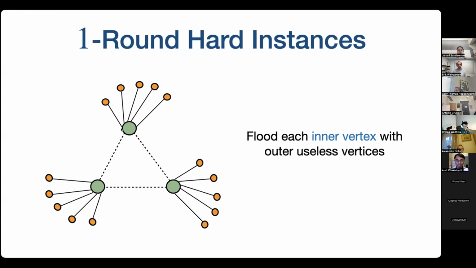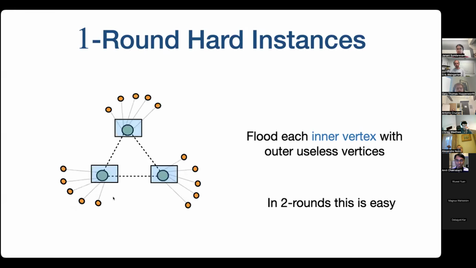We're going to flood each of these green vertices with these orange vertices, which are going to be useless, and they do not contribute to whether a triangle exists inside this graph. But the green vertex is not going to know which of its neighbors is actually important. So when it looks at its list of neighbors, it won't know which ones it has to focus on to figure out whether the triangle exists. It'll just have like a big list. So we're swamping these things with other vertices which are useless.